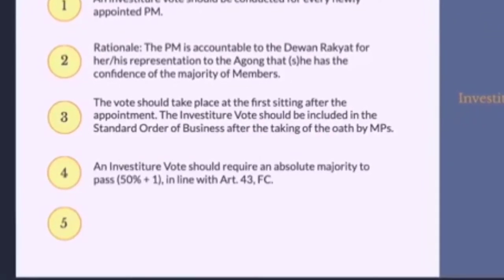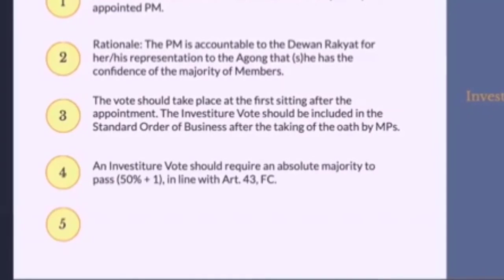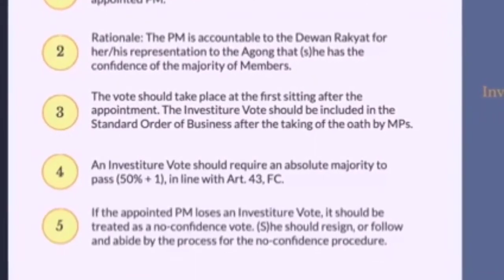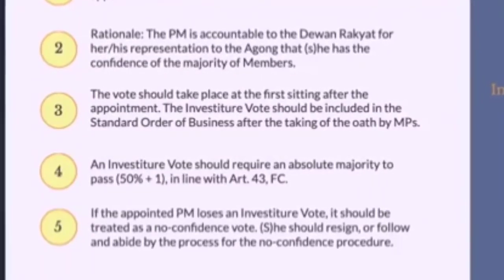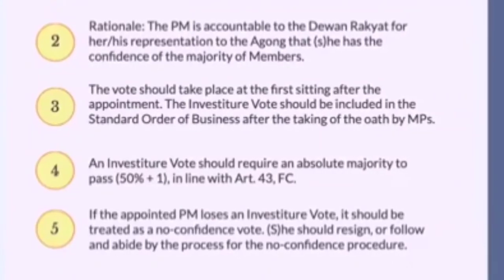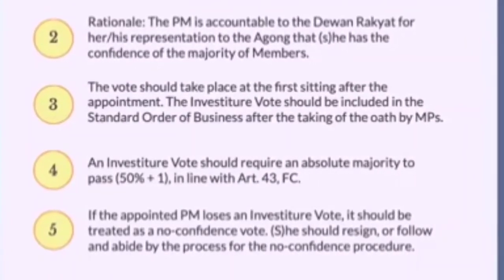In my view, the investiture vote should require an absolute majority because that is in line with Article 43 of the Federal Constitution. If the PM loses an investiture vote, that should be treated as a no confidence vote, and she should resign if she wishes to, or proceed to try and win back the confidence of the House through a vote of confidence.